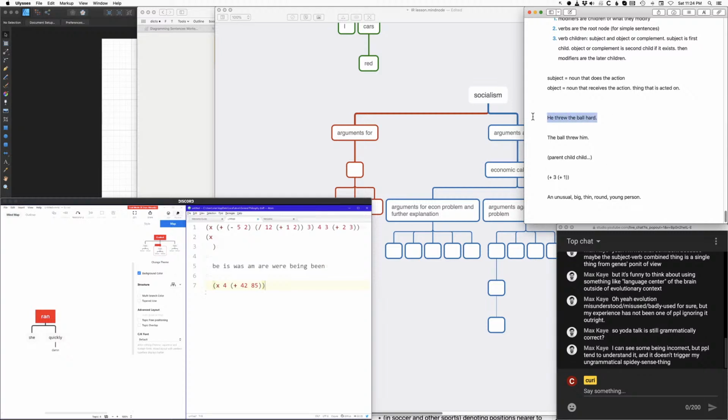Okay, so can you make a tree of this sentence? Okay.